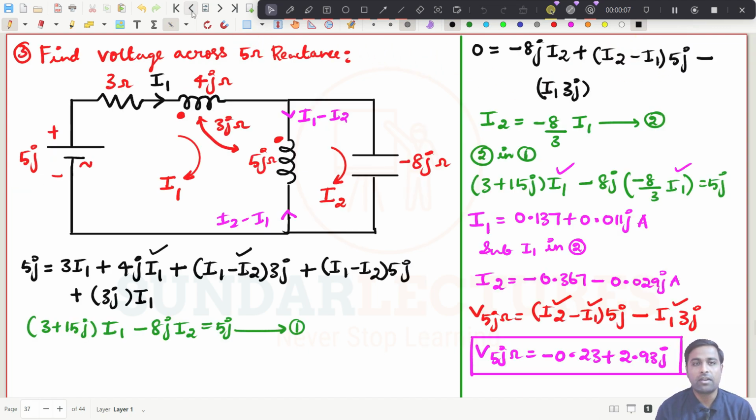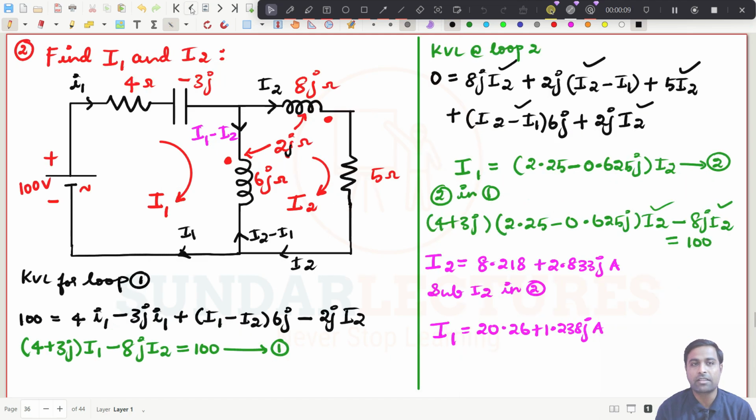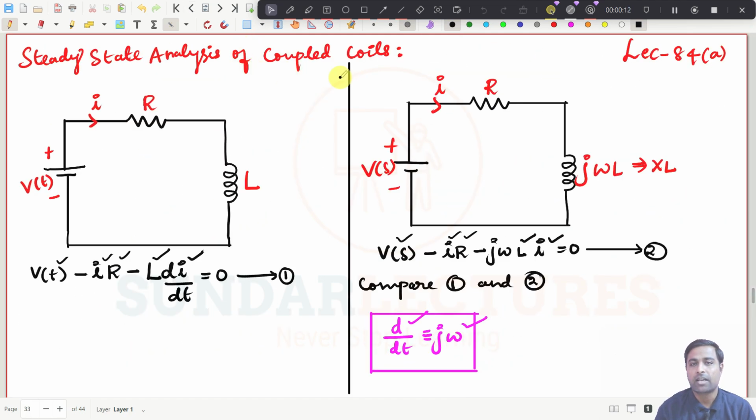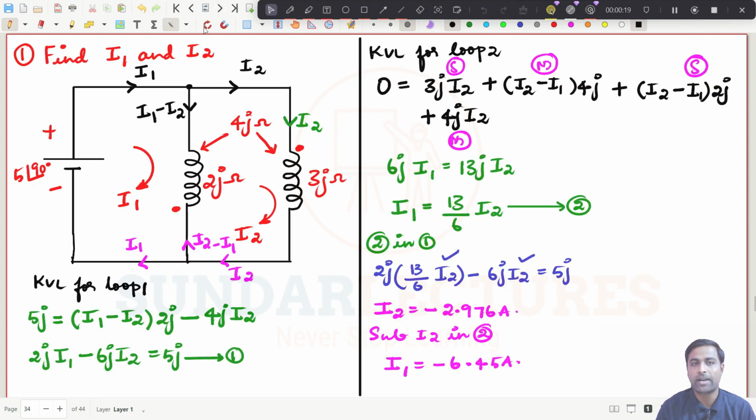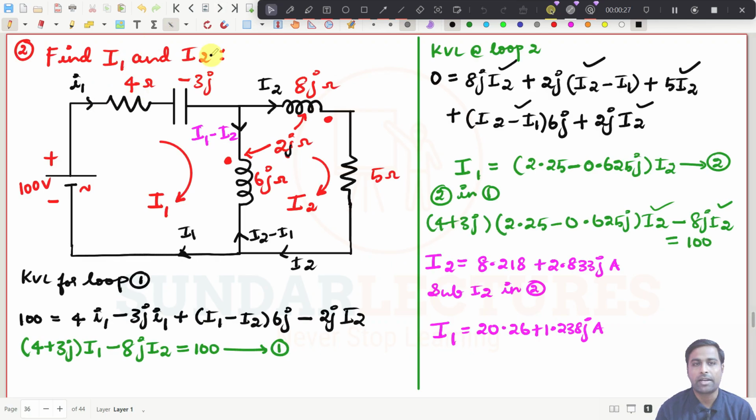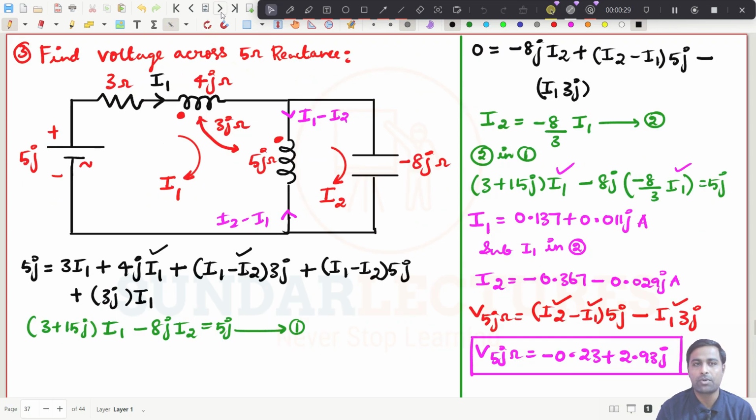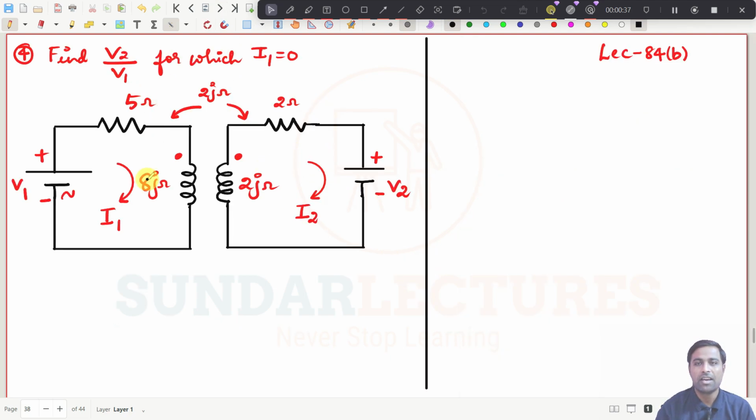Actually, in the previous class, we started with the steady state analysis of coupled coils, and we have seen this operator will be equivalent to j omega. Whatever the j omega terms you take, you can directly write the KVL expressions. We have seen a few easy problems to find I1 and I2, and we found the voltage across this 5 ohms reactance and all those kinds of things. We will continue and take some more problems so that you can get a good clarity in the coupled coils.